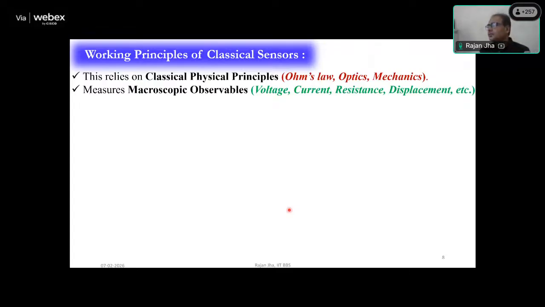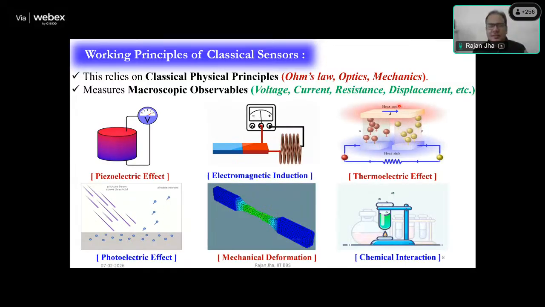So all of us know, as I just discussed with you some time back, that classical sensors are governed by all these laws we are aware of, right? We know Ohm's law, V equals IR. We know optics: angle of incidence equals angle of reflection, and the ratio between the two, for example sin i by sin r, should be constant. So it gives you the refractive index of a medium. And the observable parameters, as I have been telling you, are that you can measure voltage, current, resistance, displacement, etc. That depends on how you want your device to work. So these are some of the classical effects.